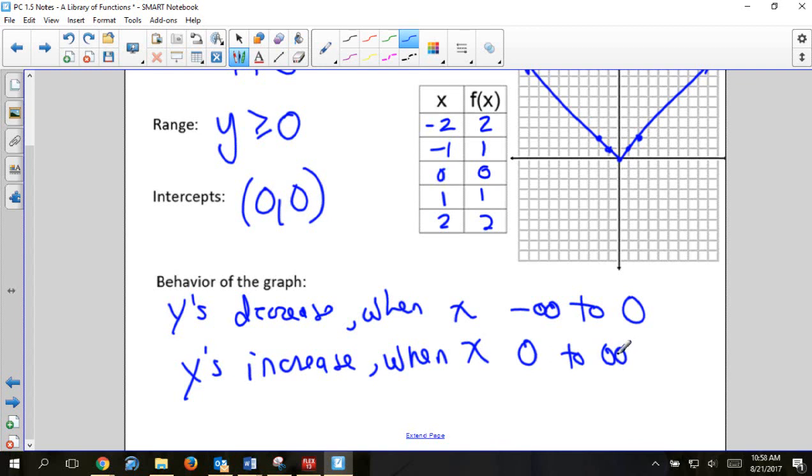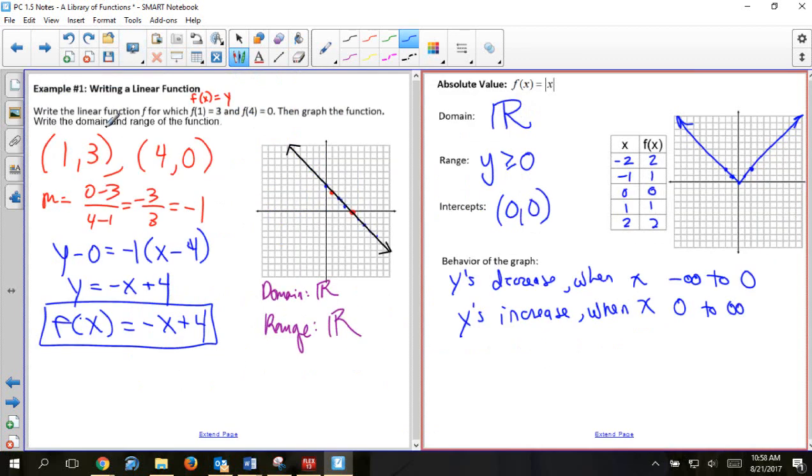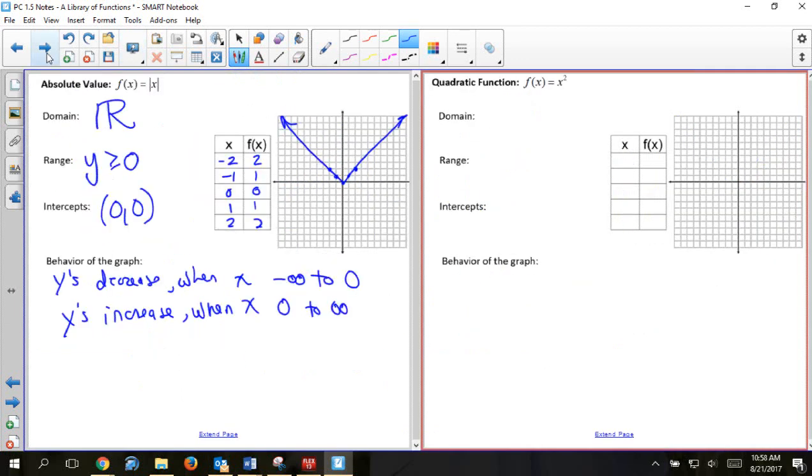So we are always talking about the behavior of the y's. We're always talking about the output of the graph according to what the input is. Are we okay? Are we hanging on? Are we doing all right?